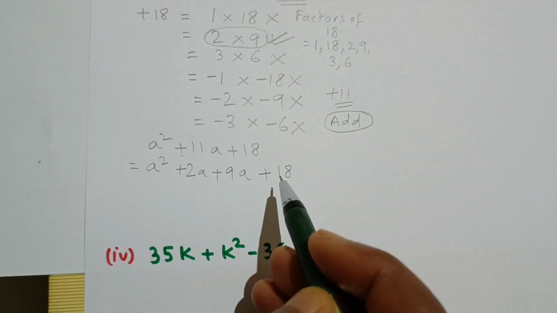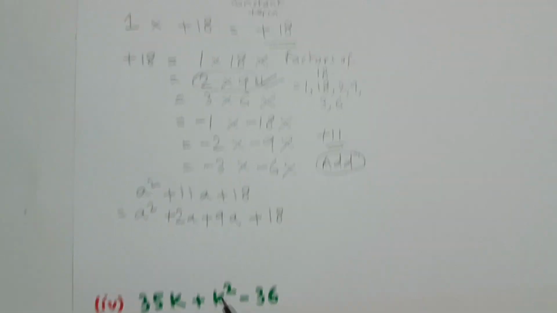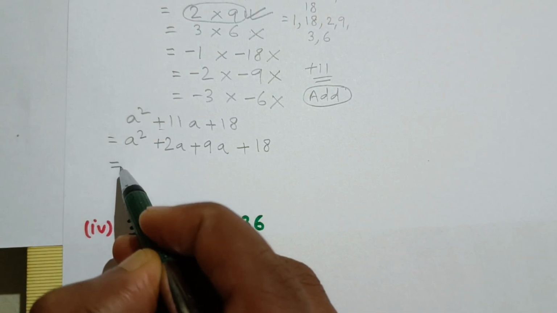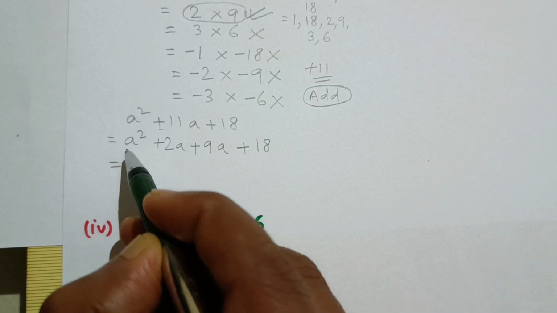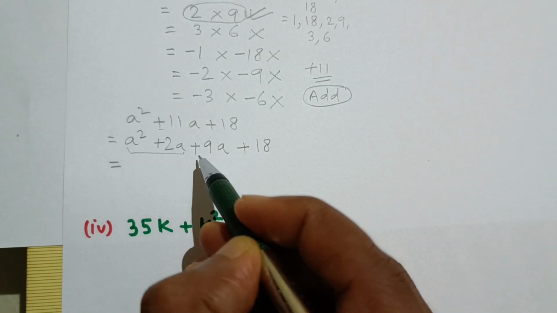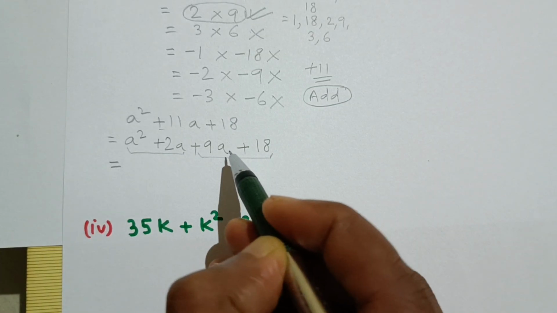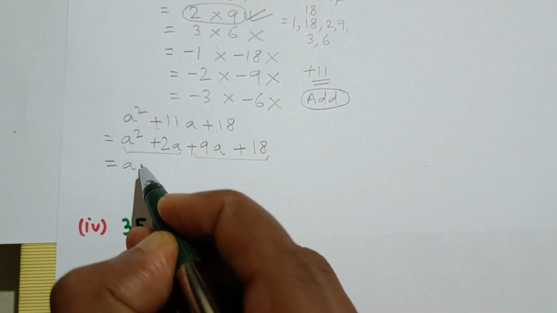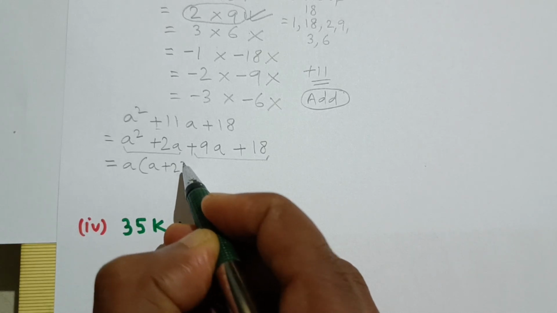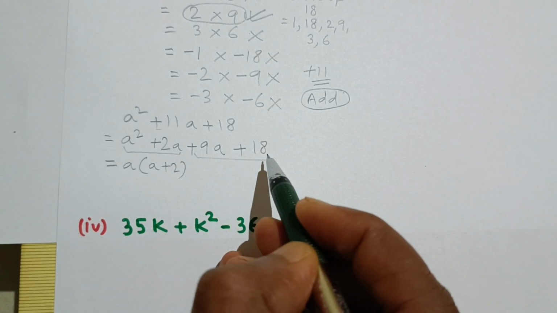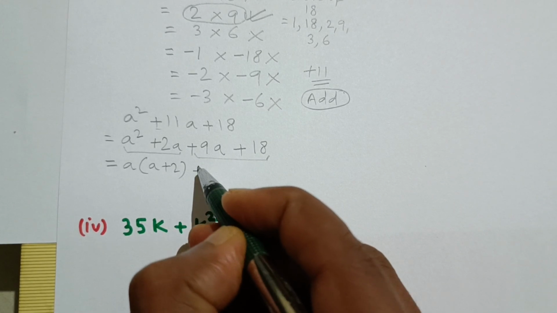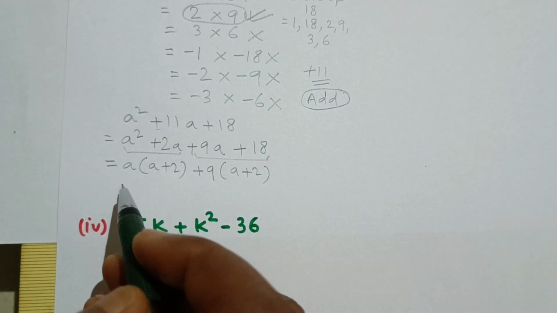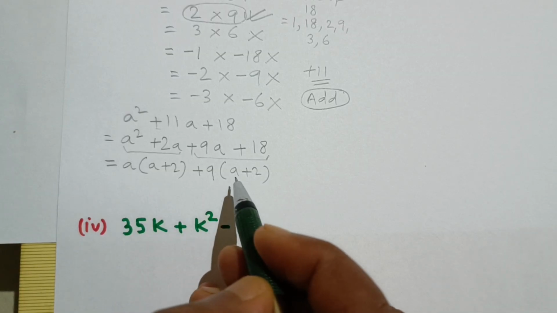And now we are going to factorize this. So a square plus 2a plus 9a plus 18. I will factorize a square plus 2a, and then plus 9a plus 18. If you factorize a square plus 2a, you get a into a plus 2. And if you factorize plus 9a plus 18, you get plus 9 into a plus 2. So a into a plus 2 plus 9 into a plus 2.